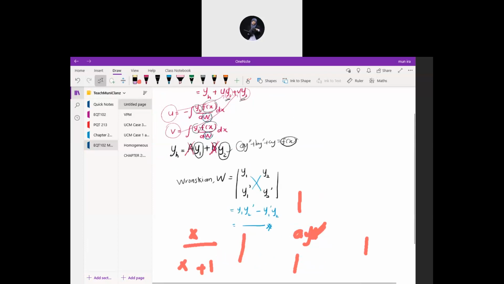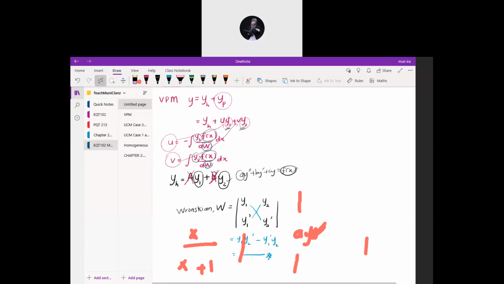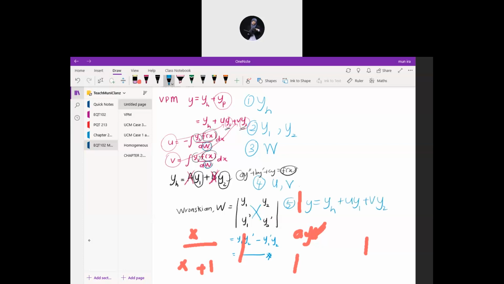That's it, VPM. So, in order to solve your equation by using VPM, first find YH, obtain YH first. After that, determine what is your Y1 and Y2. The next step is find Wronskian, and then find U and V. Finally, your solution is Y equals to YH plus UY1 plus VY2. So that is the step of solution.